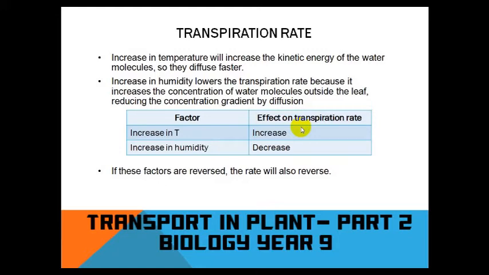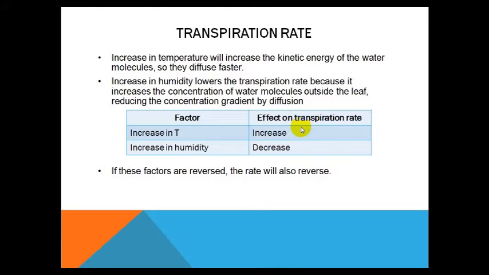So let's continue. For transpiration rate, there are two factors that affect it: temperature and humidity. These two factors either increase or decrease the transpiration rate. Let's start. Any increase in temperature will increase the kinetic energy of water molecules, so they diffuse faster. What you have learned in chemistry about the kinetic theory of the movement of molecules, you can now apply.